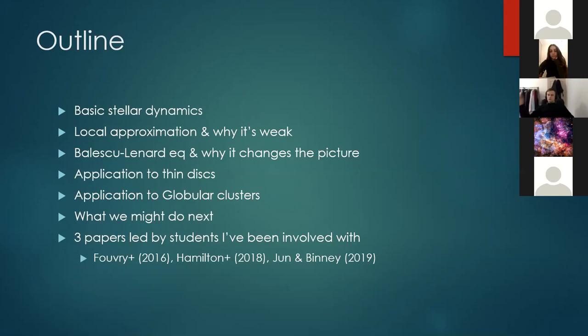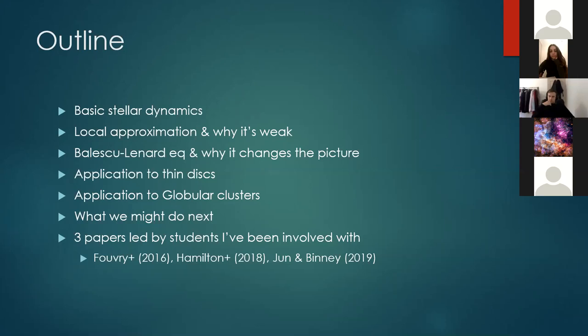So I'm going to be talking a lot about three papers that are being led by students I've been involved with. That's Jean-Baptiste Fauvry et al. in 2016, Chris Hamilton et al. in 2018, and Jun and myself last year.